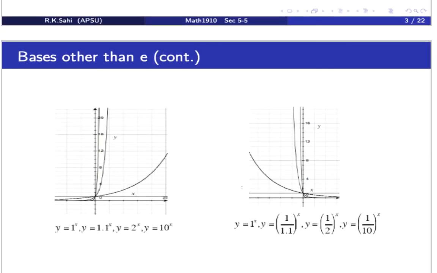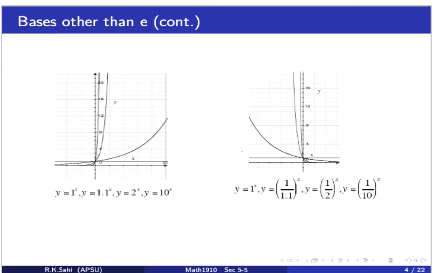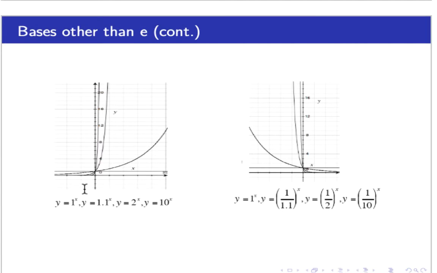There are various graphs I have made for you guys. When y is equal to 1 to the power x, it is basically a straight line, guys, here. But the moment the base is not 1, when it is greater than 1, you clearly see how the graphs are exploding here and here. Or if the base is less than 1, how the graphs are decreasing down.